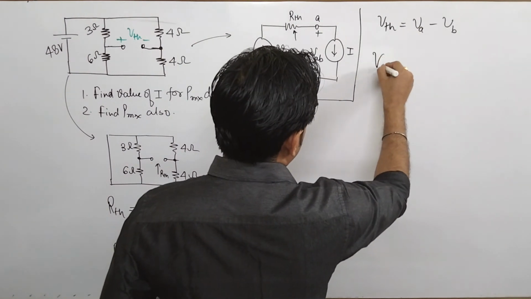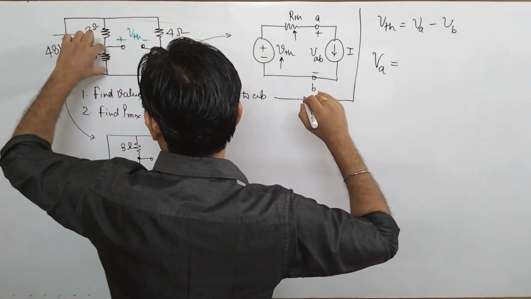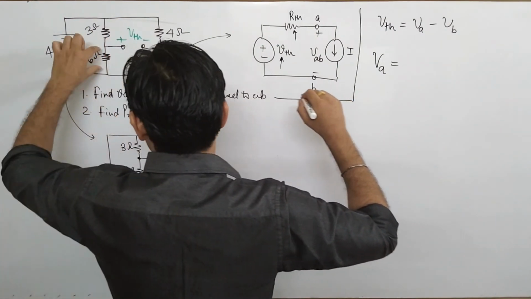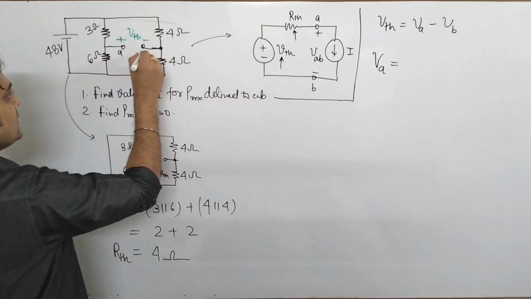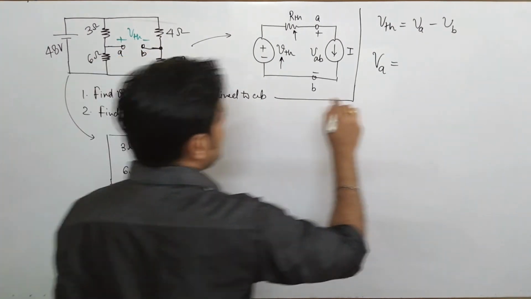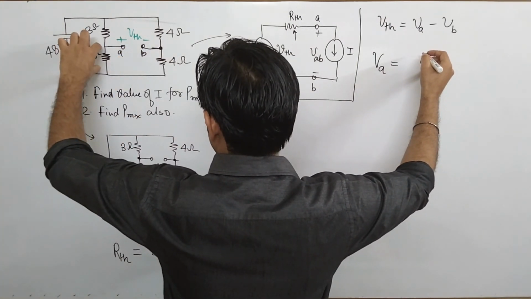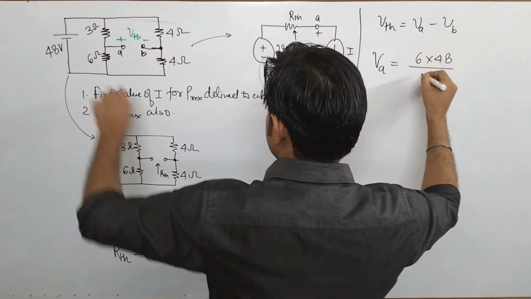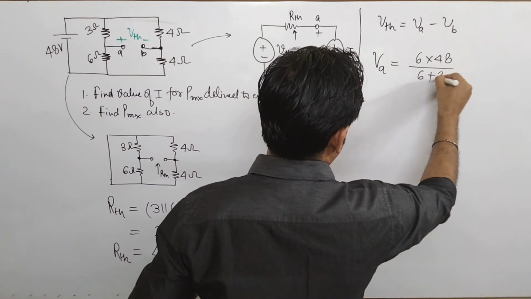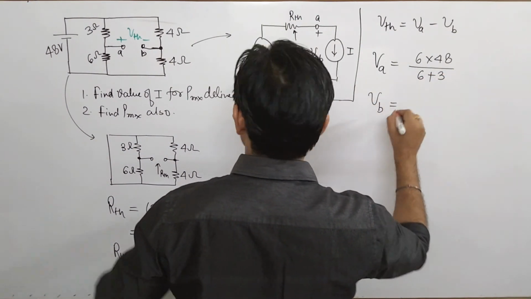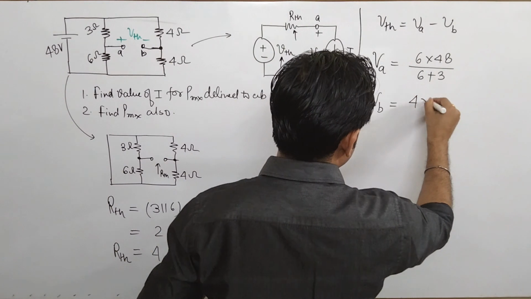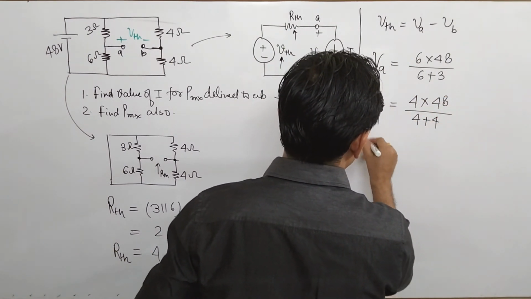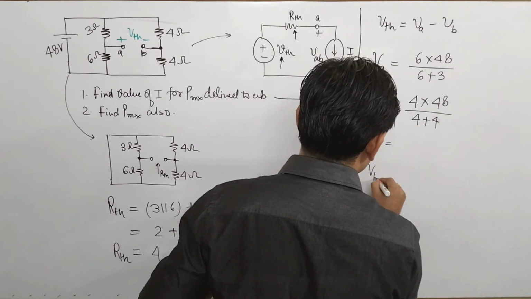So the value of VA is what? This potential will appear across this and this resistance B. So if you find A, this is A and this is B. Okay, so if you find VA, VA is what? The voltage across 6 ohm resistance. So it is 6 into 48 divided by 6 plus 3, just by applying the voltage division rule. Similarly, what is VB? VB is the voltage across this 4 ohm resistance. So again it is 48 divided by 4 plus 4. So your VA comes to be how much and your VB comes to be how much?